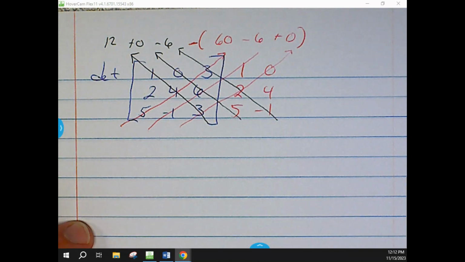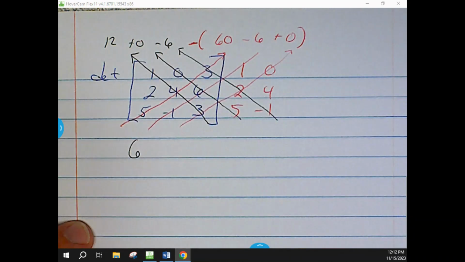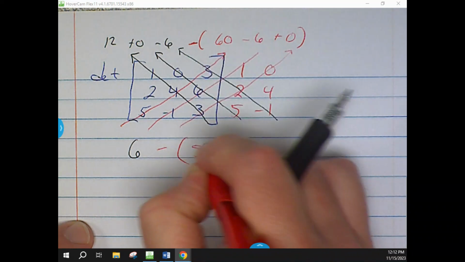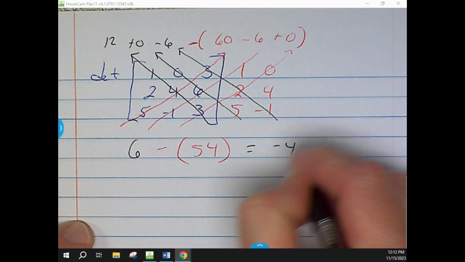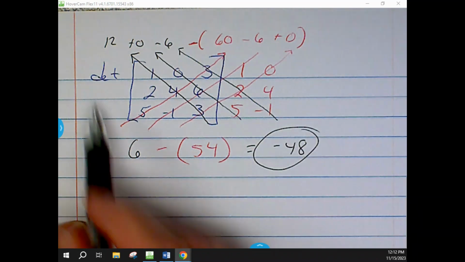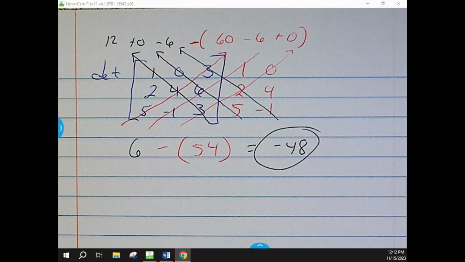Okay, so we've got 12 plus 0, which is 12. 12 minus 6 is 6. Minus 60 minus 6 is 54. So we've got 6 minus 54. So that's a negative 48. So the determinant of that matrix is negative 48. And again, when we're doing determinant, it's just a number that we're going to get for this part of it.